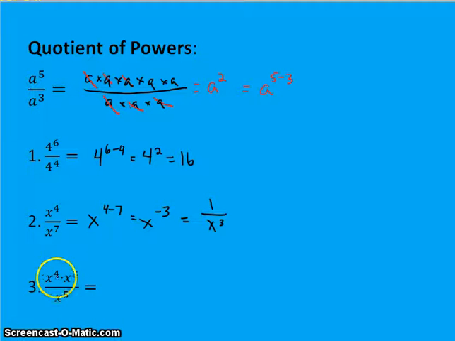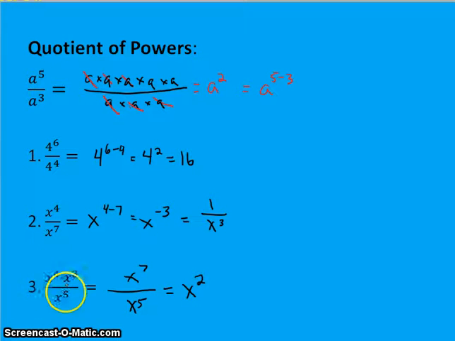We have to do two things here. Let's combine the top first. So x to the fourth times x to the third, we learned in the multiplication properties of exponents that we needed to add these numbers because they have the same base. So it's going to be x to the 7th over x to the 5th. Now we subtract them, so x to the 7 minus 5, which is x squared.